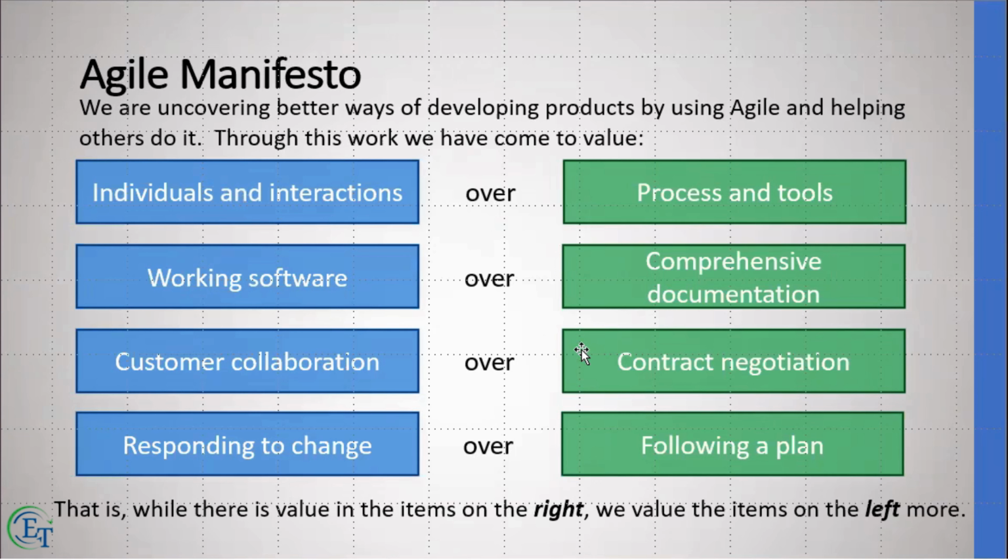The Agile Manifesto talks about these 4 values. Through this work, we have come to value individuals and interactions more over processes and tools, as conventional processes and tools. We value working software more over comprehensive documentation. We value customer collaboration more over contract negotiation. And we want to respond to change more over following a plan. Though there is value in the items on the right, we value the items on the left more when we follow Agile principles or methods.